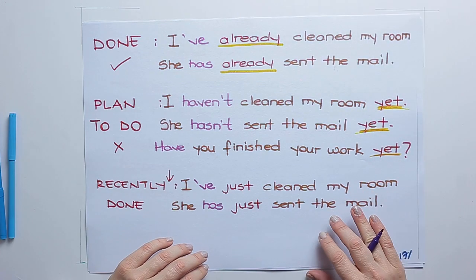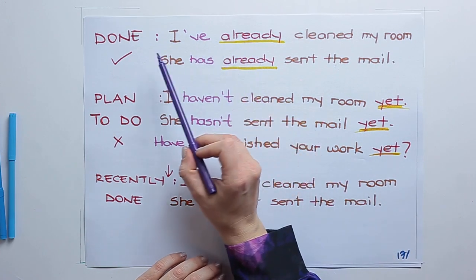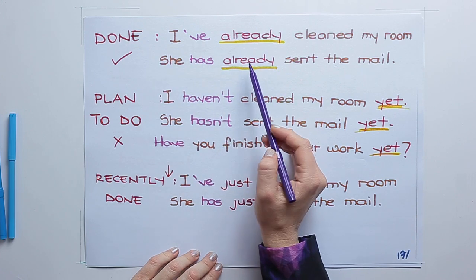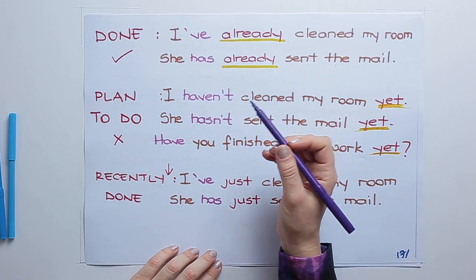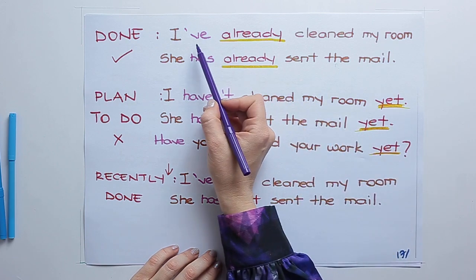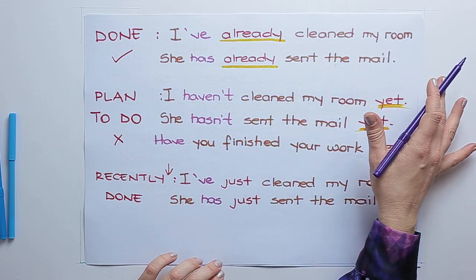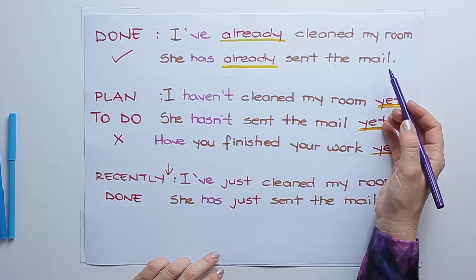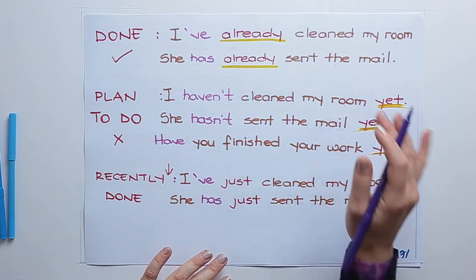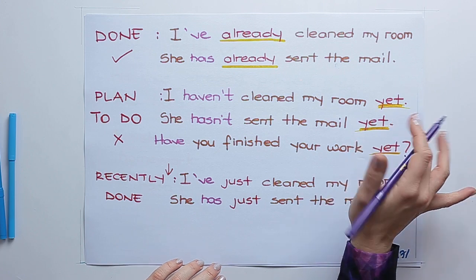Here are some more examples. If we're using already, the action has already been done. I've already cleaned my room. That means it's clean now. She has already sent the email. So the mail is sent.